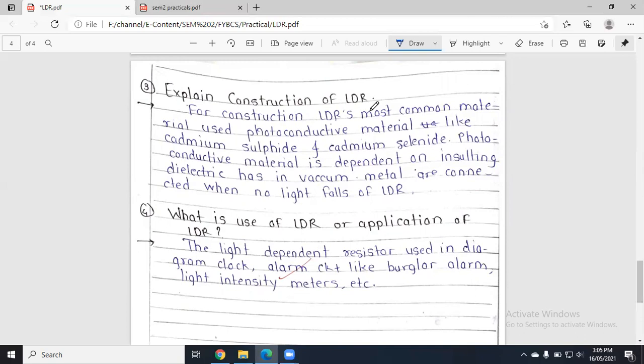All right, after that the last question is, what is the use of LDR, or the applications of LDR? The applications are very clear. LDR, the light dependent resistance, is used in clocks, alarm circuits like burglar alarms, light intensity meters, home automation, and street automation. So all such are the applications of light dependent resistors.